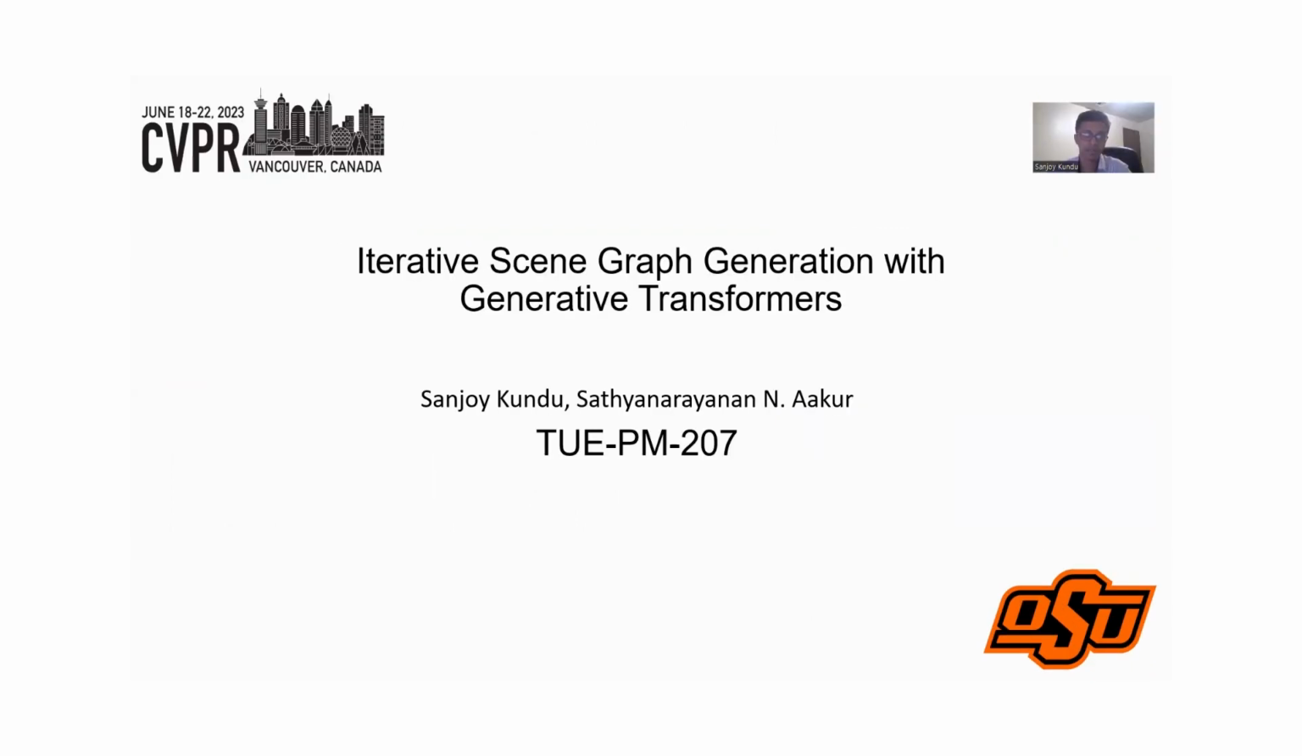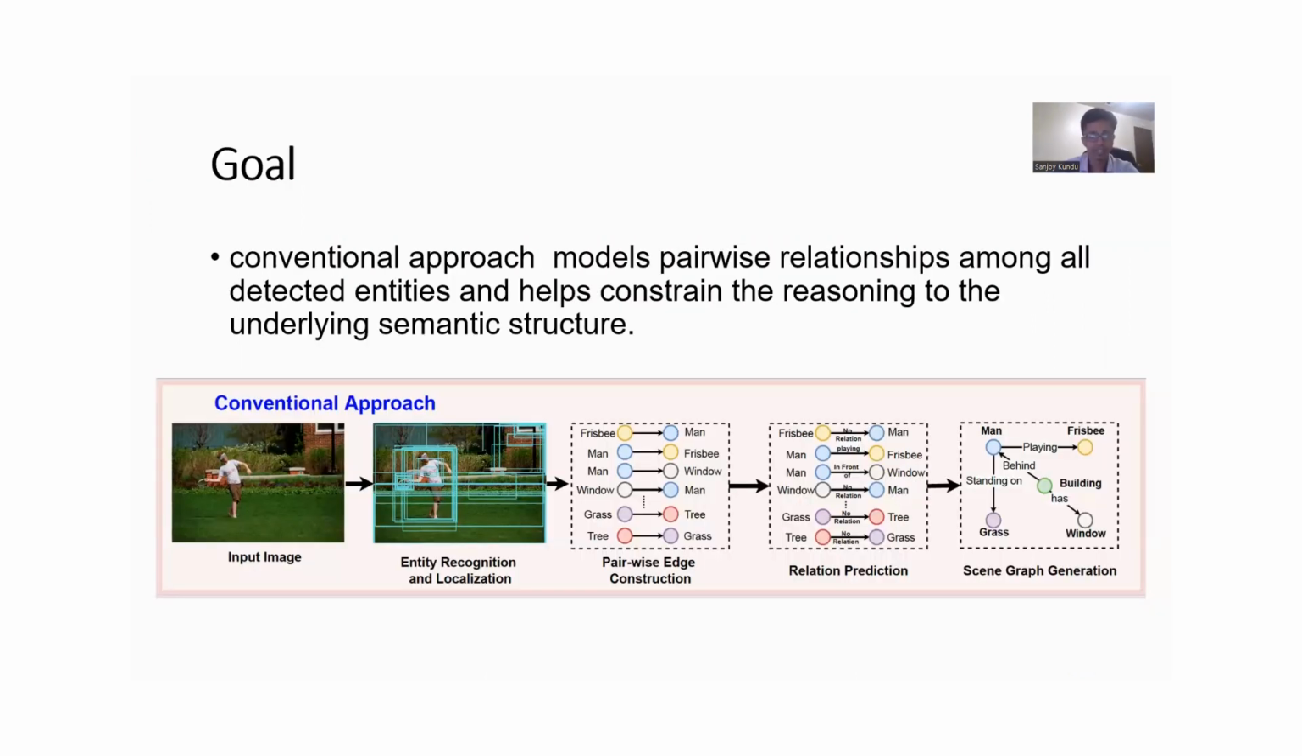Conventional approaches start with a fully connected graph by considering all the pairwise relationships between detected objects. They do not reason over the underlying semantic structure.